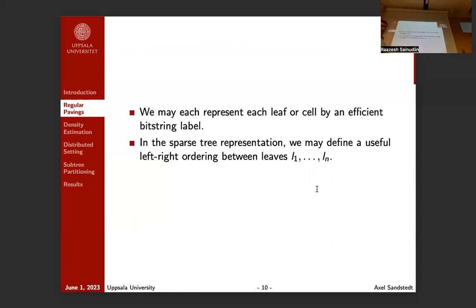Furthermore, from another paper, we can represent each leaf or cell in the partition of the regular paving as just a sequence of bits. So we have a label of bits, which represents the path from the root down to the leaf. We can also define, in this sparse representation where we only store leaves at the bottom, an ordering which informally represents a left-right ordering of the tree. So L1 is less than Ln if L1 is to the left of leaf Ln.